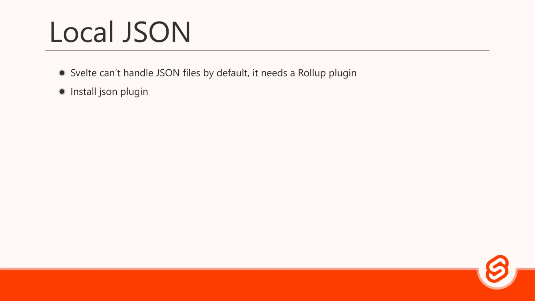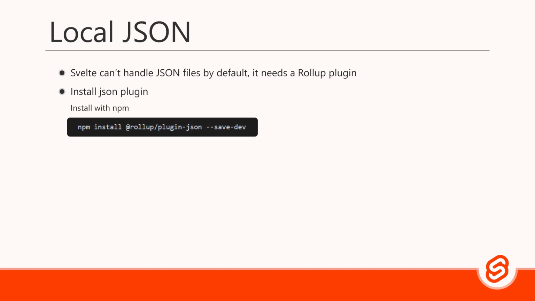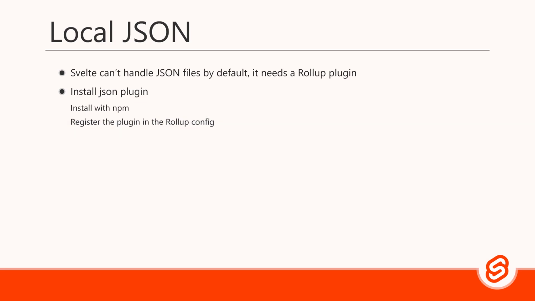To install the plugin, we follow a simple two-step process. The first step is to install the plugin into our project with npm. The second step is to register the plugin in the Rollup config file.